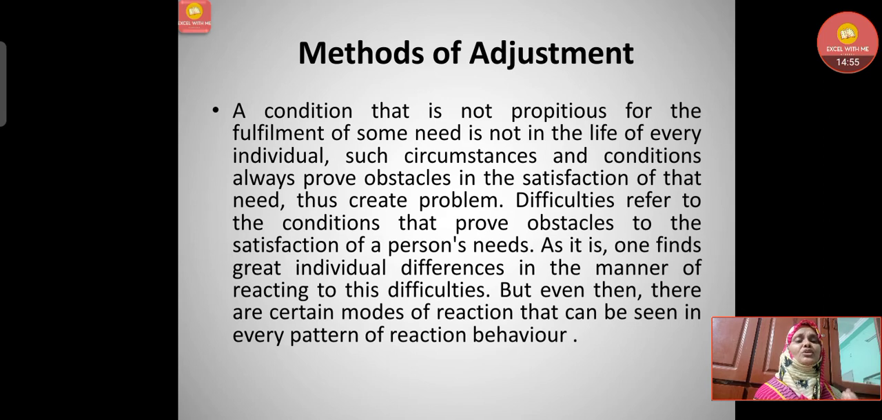If the basic needs also are not fulfilled, if the circumstances are such that there always come obstacles, in that situation they get dissatisfaction. They will not have any satisfaction with their life itself, and that creates a big problem here. Difficulties refers to the conditions that prove obstacles to the satisfaction of a person's needs.